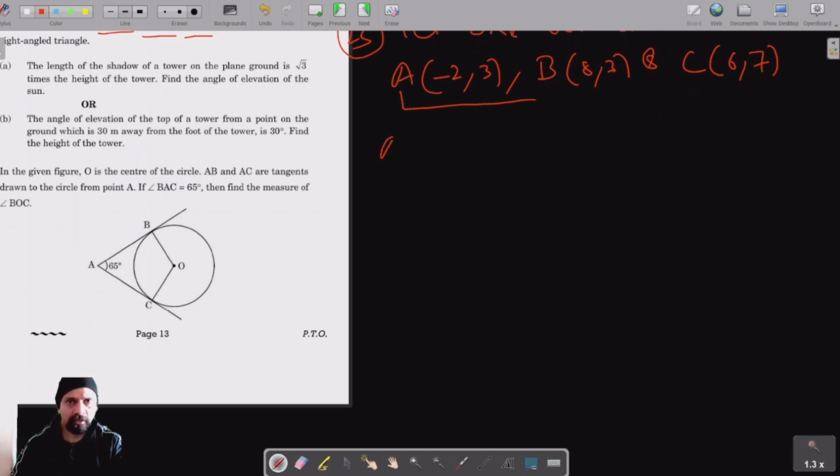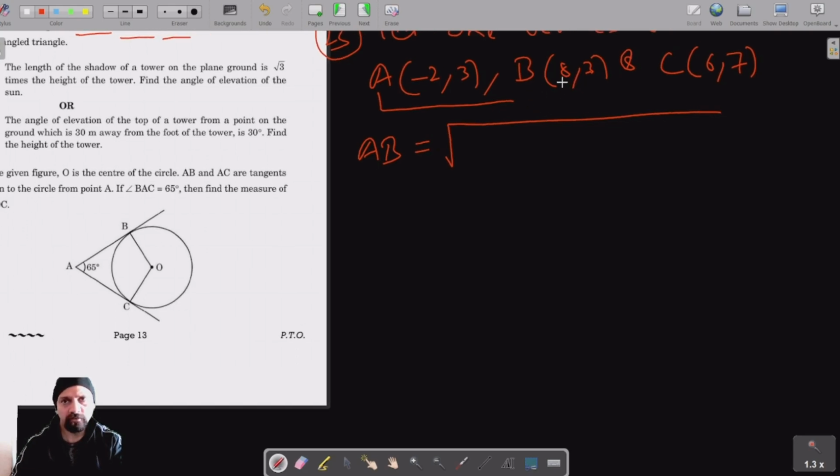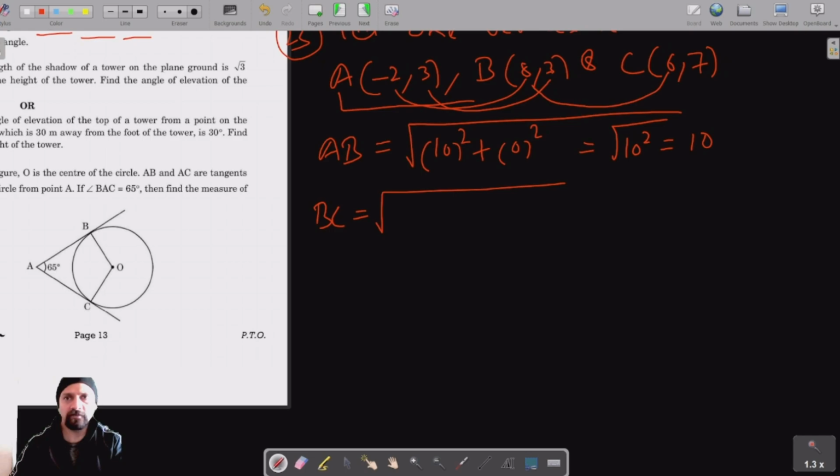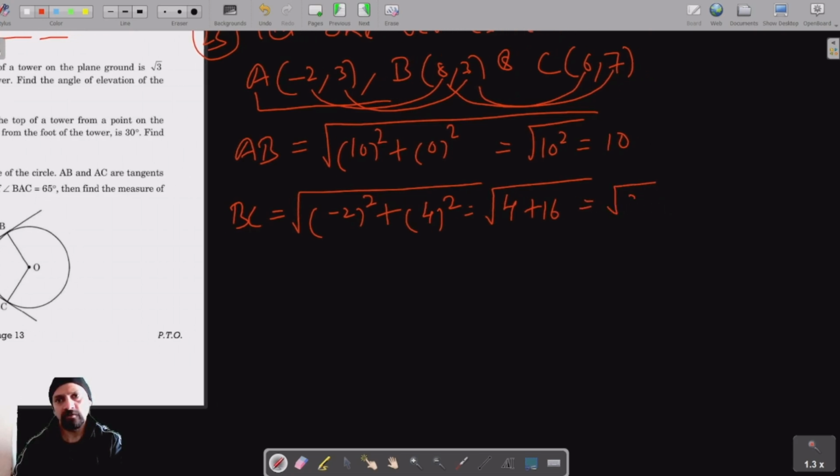For that, let's find out AB. Using the distance formula, the square root of x2 minus x1 the whole square plus y2 minus y1 the whole square. So 8 minus of minus 2 is 10, plus 3 minus 3 is 0. So this is equal to under root of 10 square, which is 10. Now let's find out BC. Using the distance formula, 6 minus 8 is minus 2 the whole square, 7 minus 3 is 4 the whole square, which gives us 4 plus 16, which is root 20.